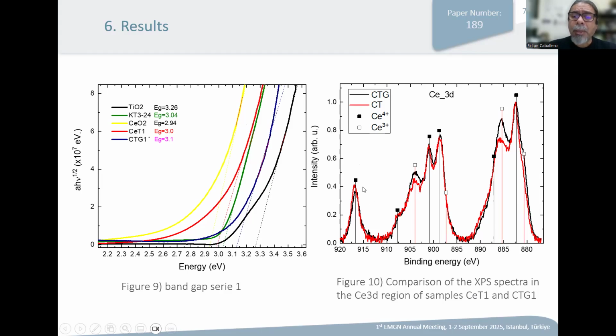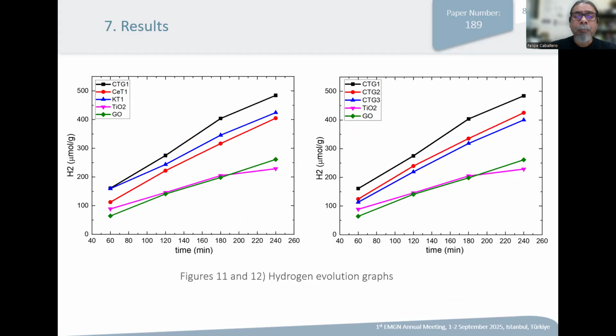Here in the XPS, you can see a mixture between cerium-4, that are these peaks, and cerium-3, that indicates the presence of oxygen vacancies that are fundamental to the photocatalytic activity, because the photocatalytic activity in this case will work through the oxygen vacancies, oxidizing and reducing the cerium moiety.